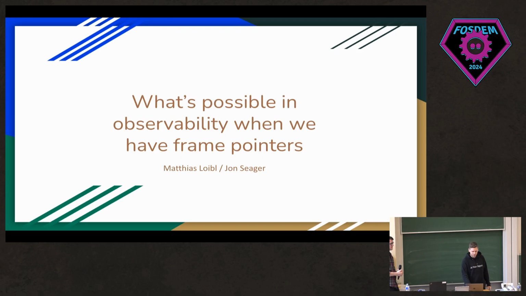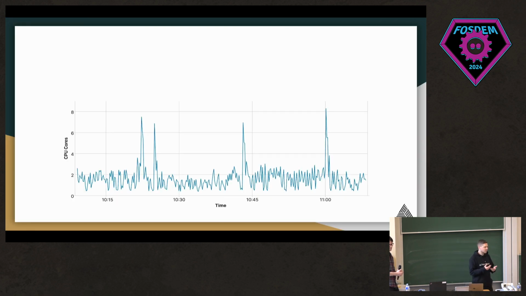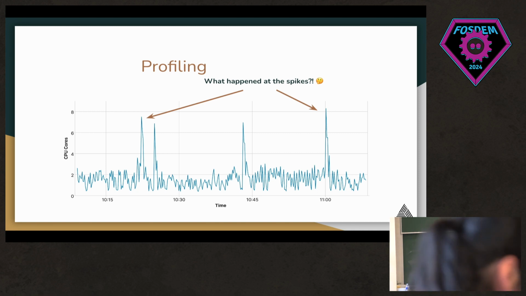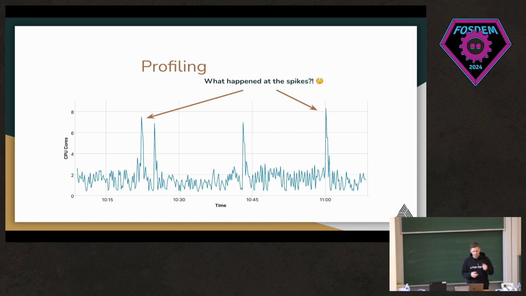All right, so what's possible in observability when we have frame pointers is kind of the talk. But let's start out with an actual use case of observability. We have these workloads, we can graph the CPU cores, and we can see some things happening, and we might be wondering what's actually happening at these spikes. We can use profiling to figure out what happens at these individual spikes, to understand, okay, in this scenario this was happening, in another scenario, or at another time, something else happened.